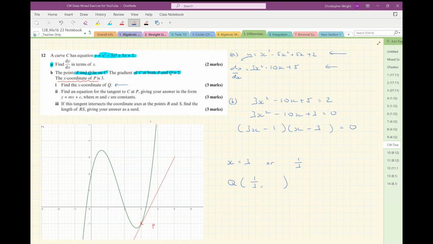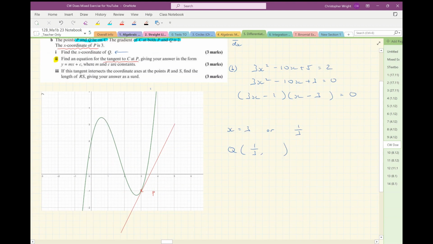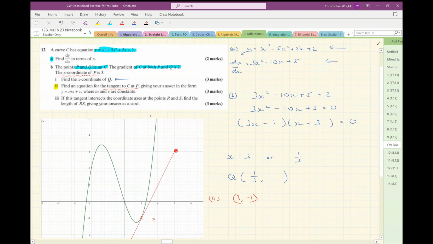Right, okay. Let's have a look at part 2 here. Find the equation for the tangent to C at P. Well, I've drawn that red line already, so I need to find the equation of this red line. So I know a point on the line already is (3, -1), and of course I read off the -1 from my curve, but we could easily have substituted the value of x into the equation of the curve and found out that y was -1 there.